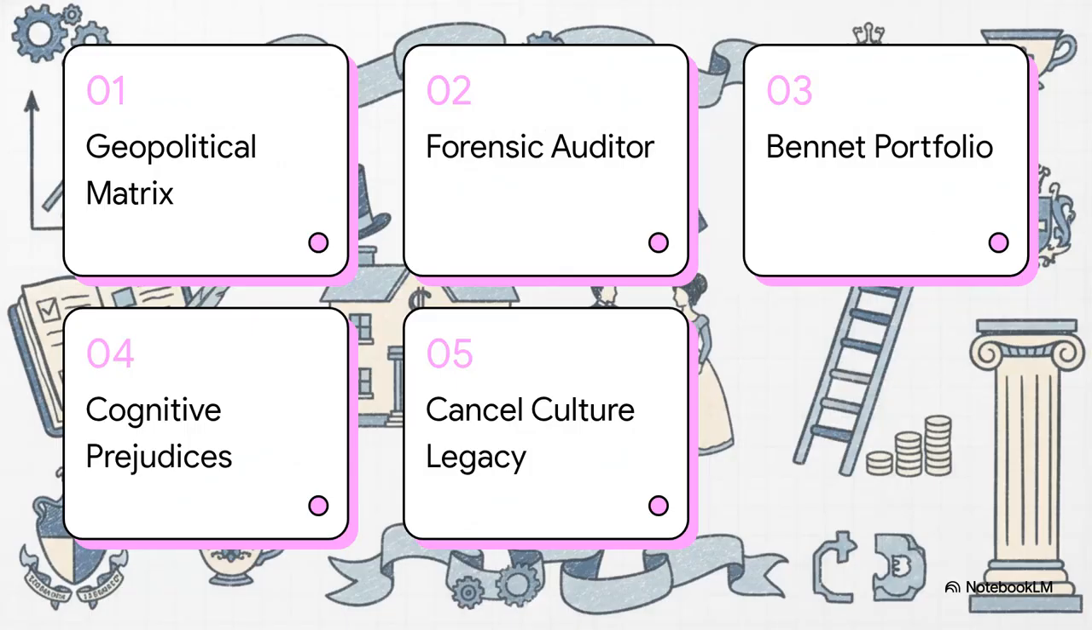Here's the agenda for our explainer today. We'll start by mapping out the Regency geopolitical matrix. Then we'll look at Austen as a forensic social auditor. After that, we'll analyze the Bennett Portfolio Challenge, unpack overriding cognitive processing prejudices, and finish up with legacy and cancel culture. Let's get to it.